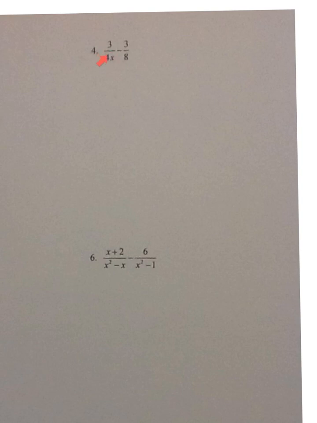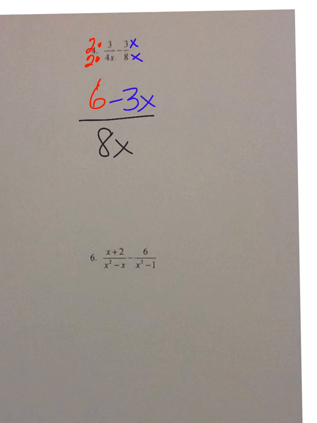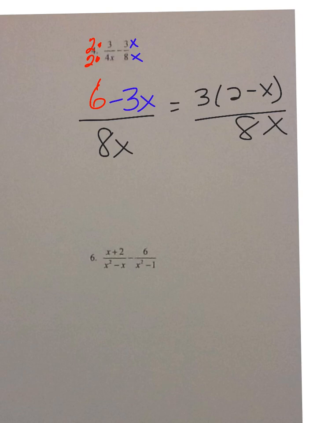Number 4, I have 3 over 4x minus 3 over 8. I have monomials, so I can't factor. I want to make the 4 and 8 the same. So I can multiply the 4 by 2 to make it 8. I'm going to multiply numerator and denominator by 2. And now I need to get the 8 to have an x. So I'm going to multiply the 8 by x, numerator and denominator. The denominator will be 8x, and then I get 6 minus 3x. And I can factor the numerator. It's 3 times 2 minus x over 8x, but nothing reduces, so that would be my final answer.